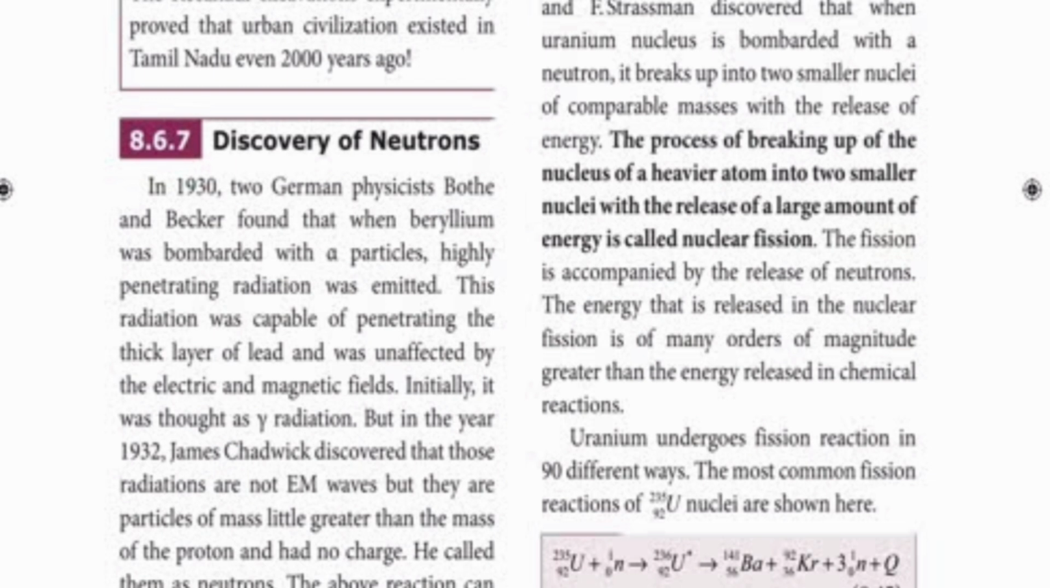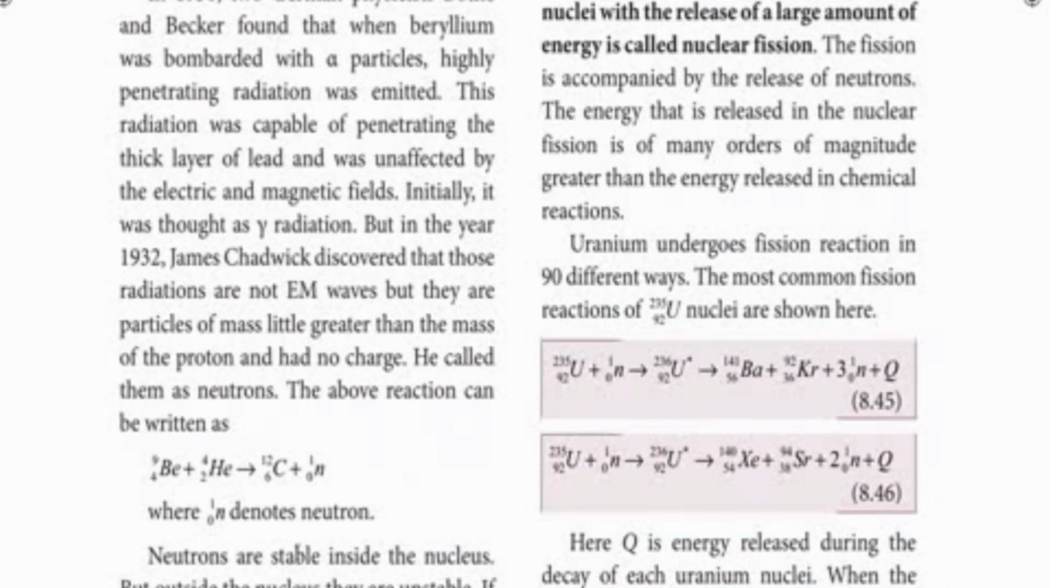Initially, they thought it was gamma radiation. But in 1932, Chadwick discovered that it is not electromagnetic radiation. It has a greater mass, and it is a neutron. It is not affected by electric and magnetic fields, but it has a mass comparable to the proton. That was discovered by Chadwick.